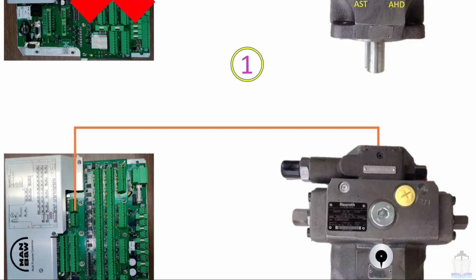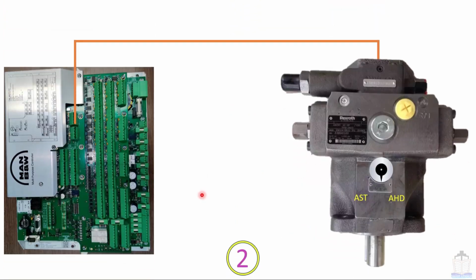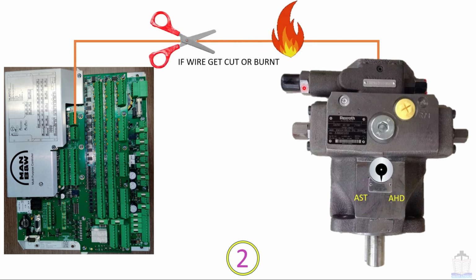Now moving to the second example. Suppose this wire gets cut or burned, then also this swash plate cam will move to maximum ahead direction. So you can see, it has moved to maximum ahead direction. Now going to show you the third example.